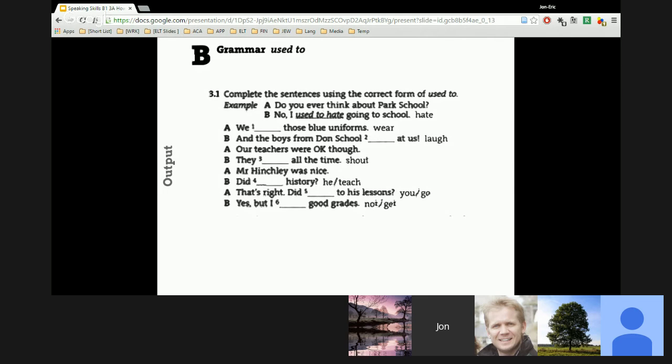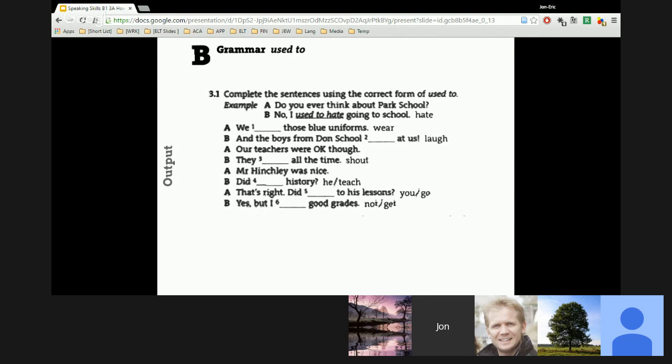Our teachers were okay, though. Our teachers were okay. Frederic, what about B? They used to. Wow. Our teachers were okay. They were okay. We liked the teachers. Okay, they didn't shout all the time. They didn't shout all the time. Could we say they didn't used to shout all the time? No. Why not? Don't know, but it doesn't sound good.